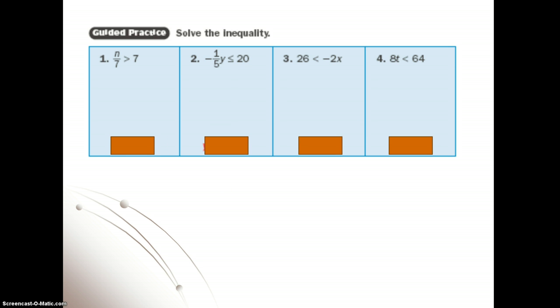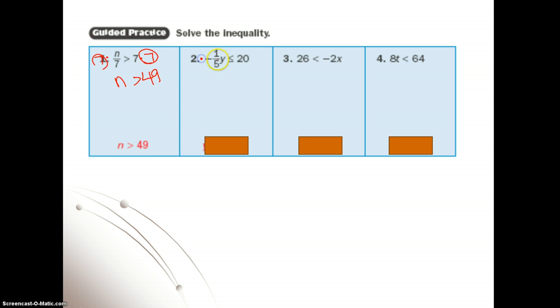Please pause the video and try 1 through 4. Remember, the inequality flips or reverses when you physically are moving to both sides a negative. Number 1, to clear the dividing by 7, we multiply by 7 on both sides. N, 49. Do not flip because that is a positive.